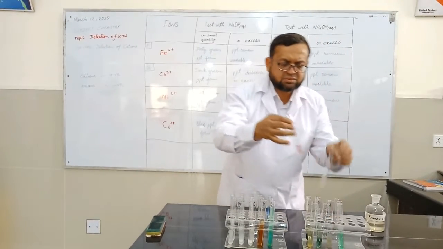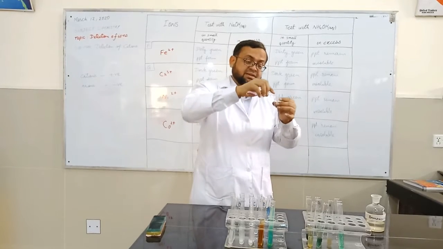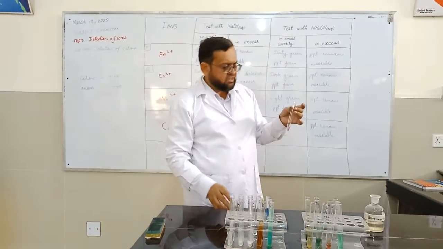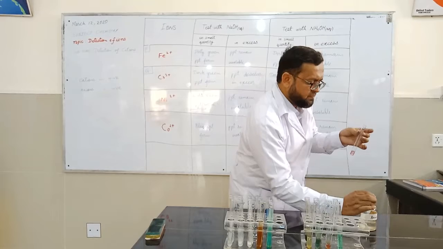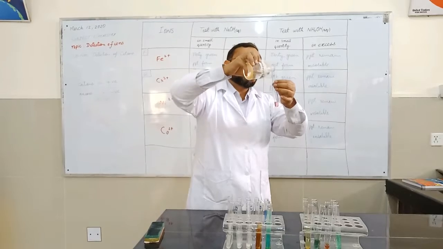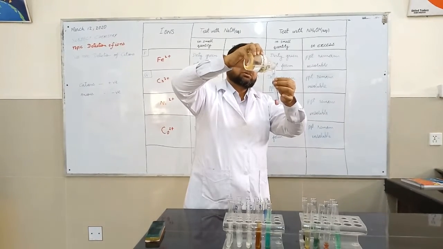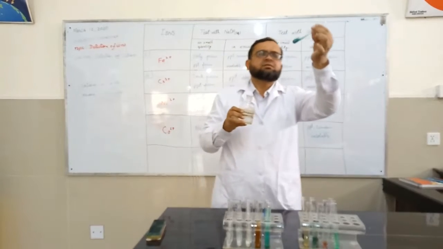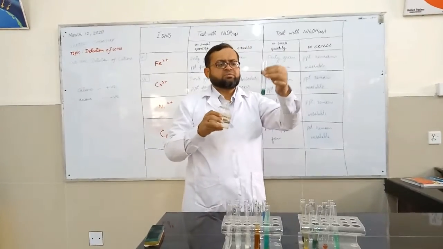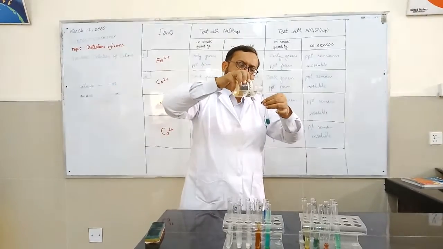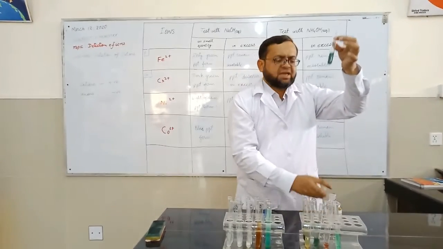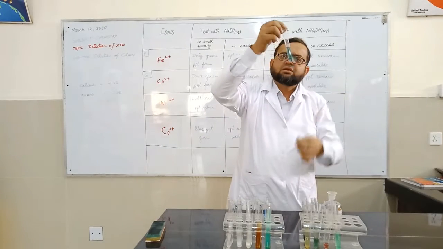Now another test with the same solution. This is sample H, which is blue in color, and now I am doing it with ammonium hydroxide. First, a small quantity. Oh, what a beautiful color! Cyan blue color is obtained, and sometimes we obtain blue coloration, cyan blue coloration with a pink shade.